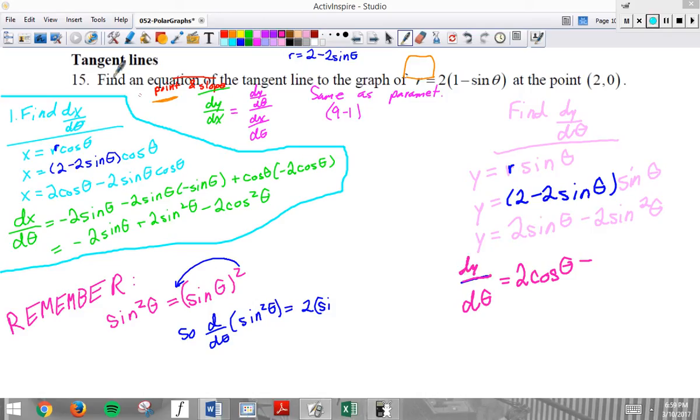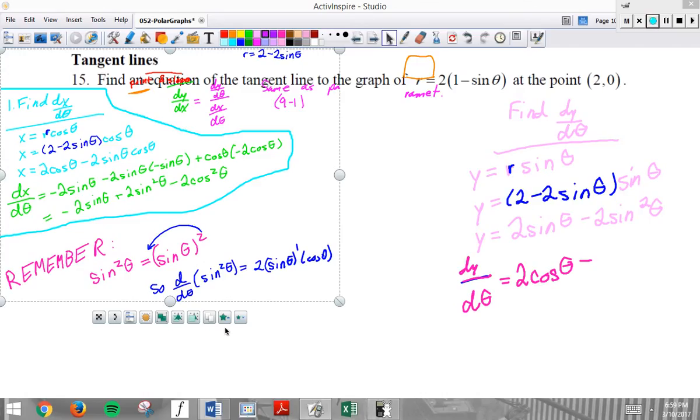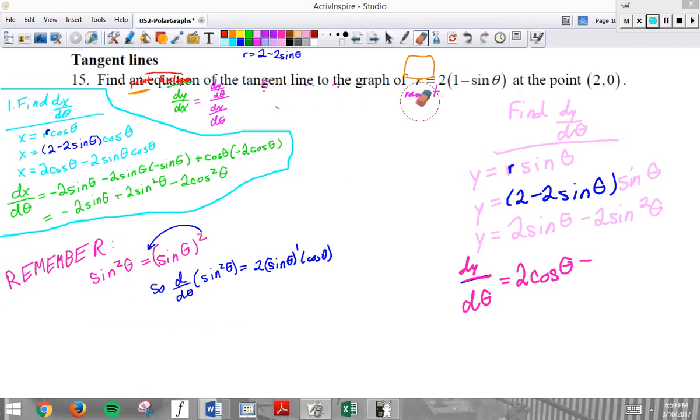Okay, back to here really quick. Sine theta. It's the 1 power. I brought down the power, and then I multiplied by the derivative of the inside, cosine theta. Okay, I'm going to shrink that off. So that's what's happening. I will show you it in a second.